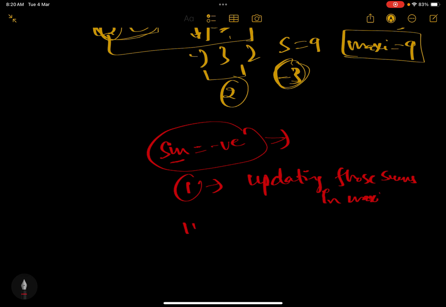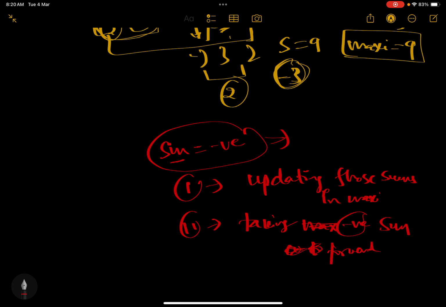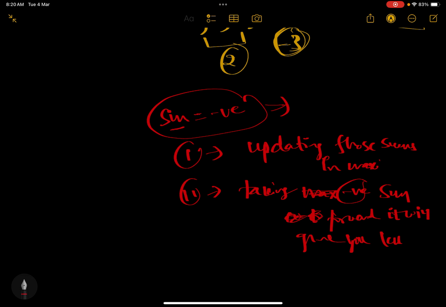And as I already told you, taking a negative sum forward will give you a lesser sum, because if you add negative numbers to positive numbers, it will decrease your sum. So do not take a negative sum forward.